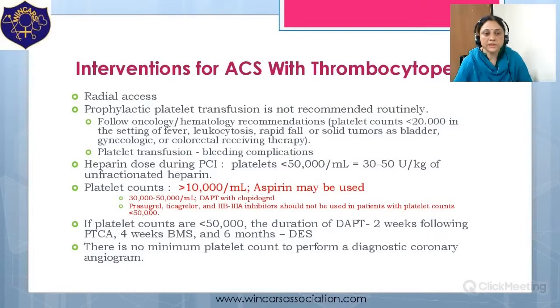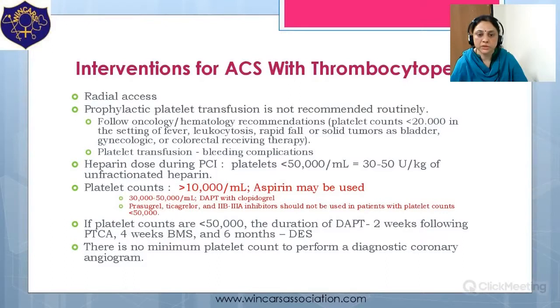A unique thing in this patient is intervention for ACS, especially in a patient with thrombocytopenia. A radial access is preferred. Prophylactic platelet transfusion is not recommended routinely. This should take up an oncology or hematological recommendation. Prophylactic platelet transfusion is recommended only when the platelet counts are less than 20,000 in the setting of fever, leukocytosis, rapid fall, or presence of solid tumors. Platelet transfusion is required in case of bleeding complication pre, during, or after the procedure.